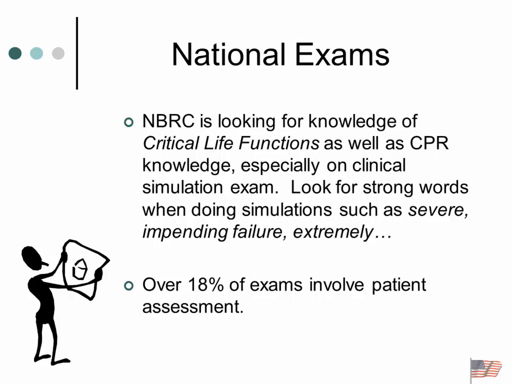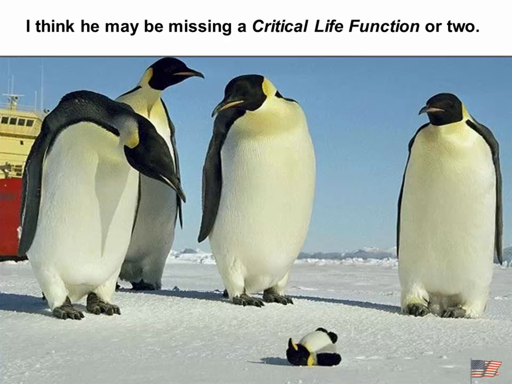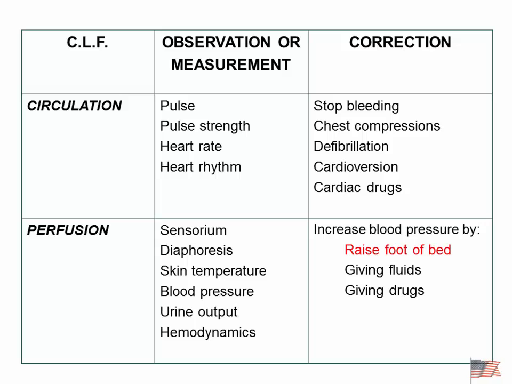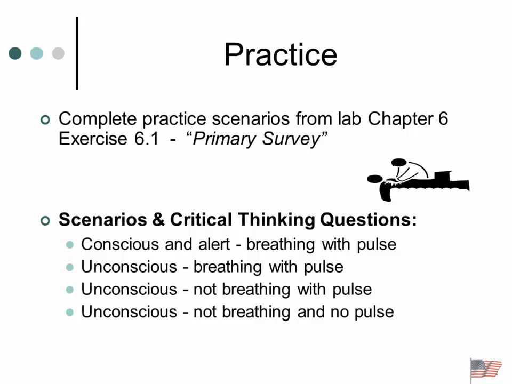So it has to do with a timing issue. Can I be aggressive or can I be conservative? In a case of loss of critical life function, you've got to be aggressive. You've got time with the others. Missing a critical life function or two, we talked about this: open the airway, breathe for the patient, increase the oxygen level, do all those things for circulation and for perfusion.